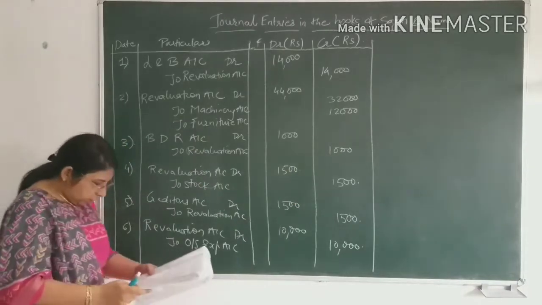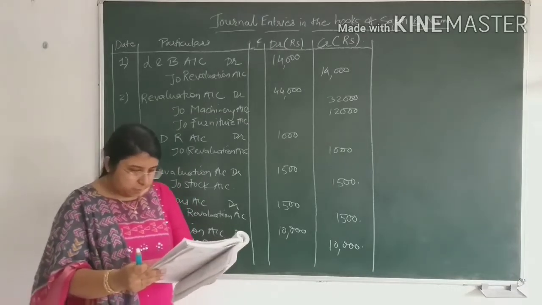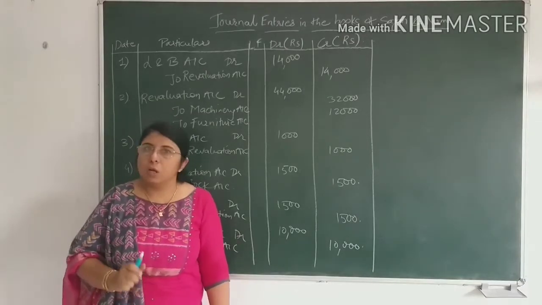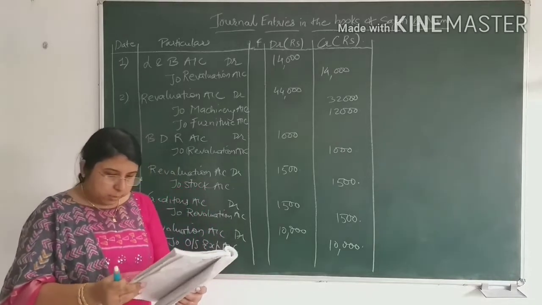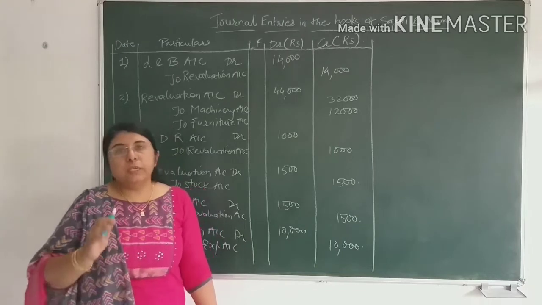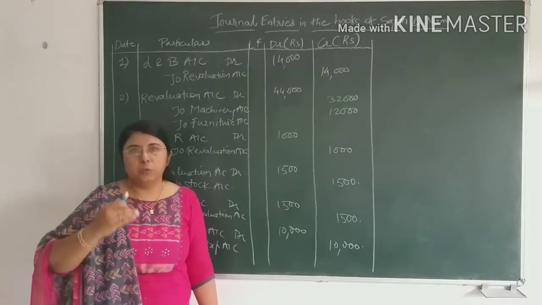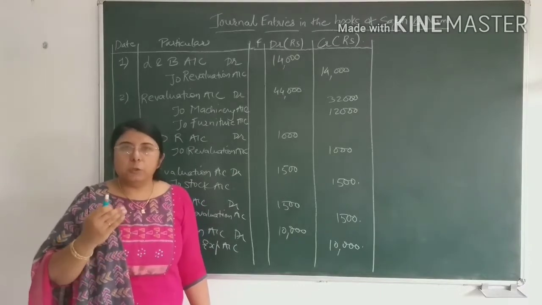Next, the fourth adjustment, rupees 1500 repairing expense is required for stock. What is the value of stock? That is 31,500. Due to repairing expense, the value of stock is decreased. If the asset value decreases, loss will occur to the firm.